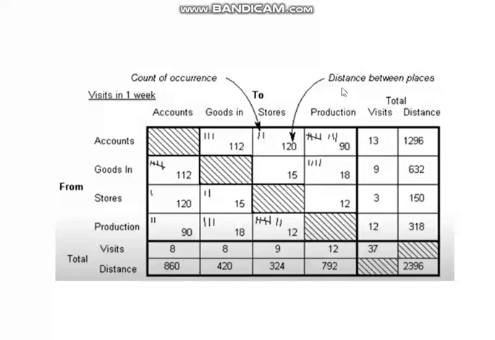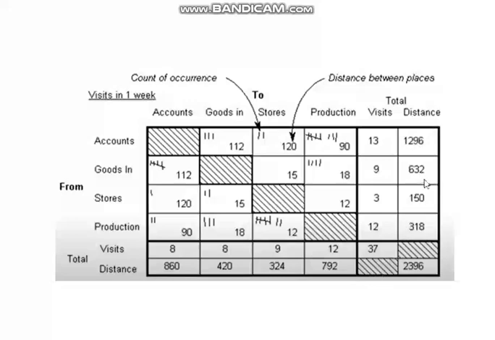There are some numbers here. These numbers indicate the distance between the places. You see, from stores to accounts is 120 meters. From goods to accounts is 112. Now 3 into 112 will give you one figure, 2 into 120 will give you one other figure, and 8 into 90 will give you one figure. If you add up all this, you will get a distance like this, 1296. This is the total distance. Like that for everything you do, vertically and horizontally.